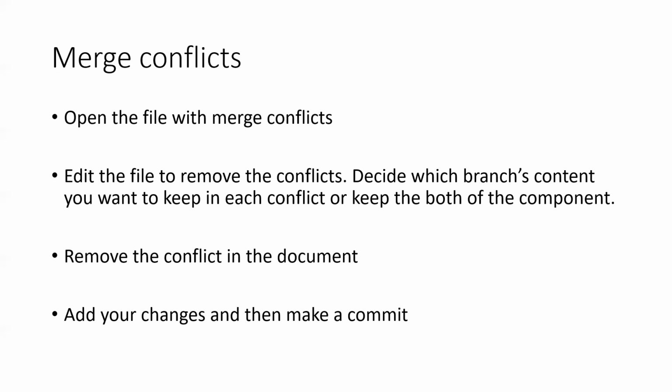We need to remove the conflict markers from the document, add our changes and make the commit. The decision should be like this: we check the conflicts and decide which particular change should be there, or both changes should be there, or neither of the changes should be there. So we need to take the decision from our team and commit the same thing in the main branch.